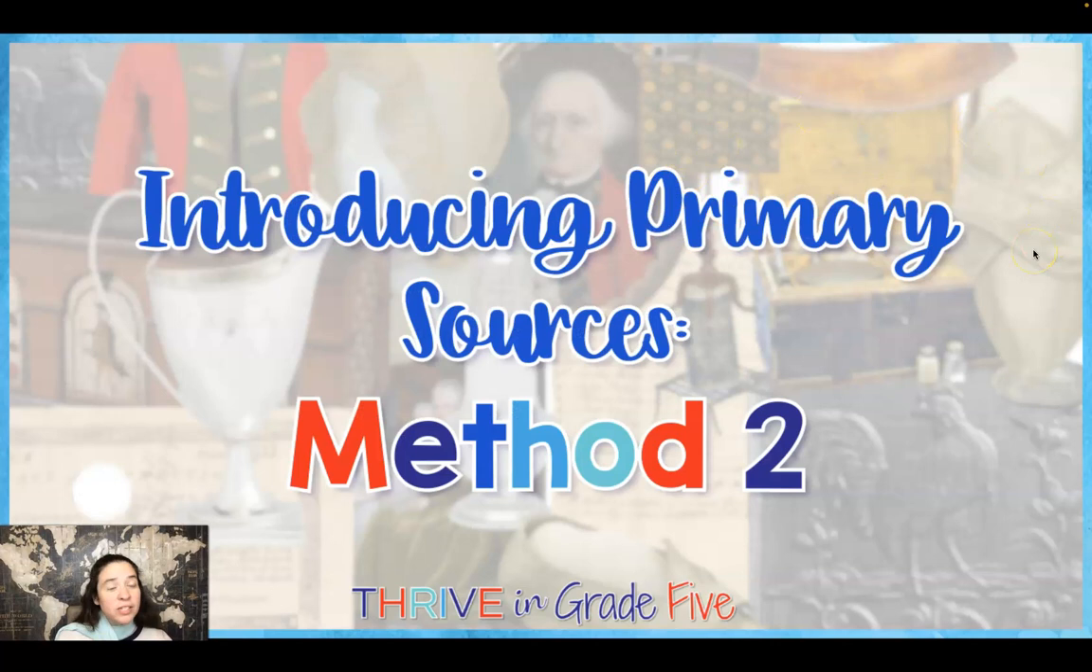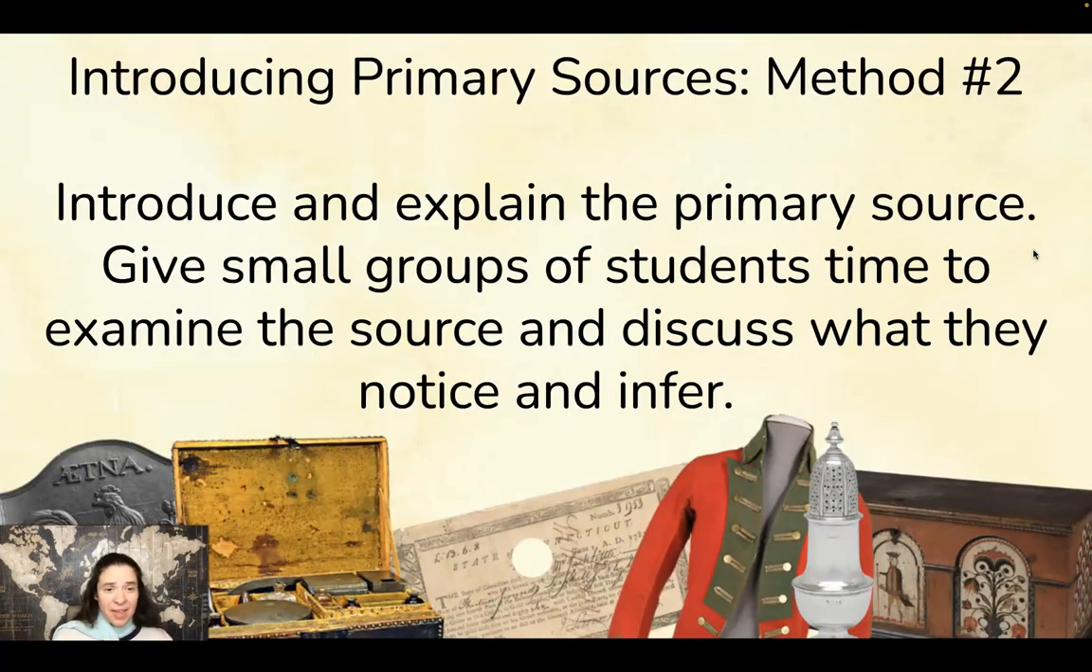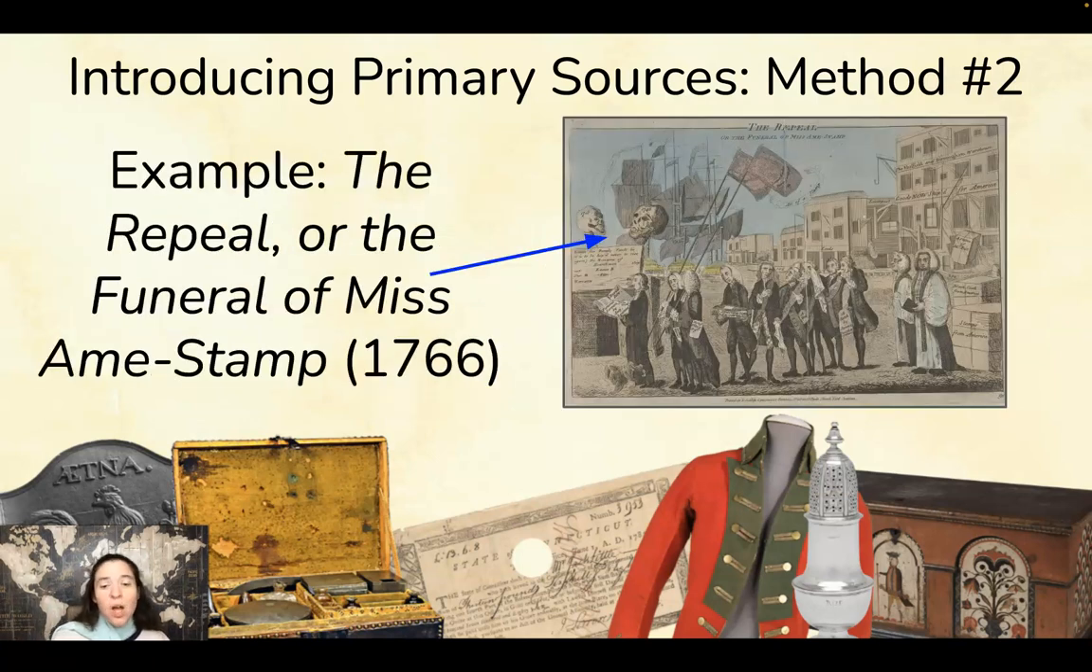Method two is also really good. For method two, you're going to show them the primary source and explain it up front. You'll give small groups of students time to examine the source and discuss what they notice and make inferences. One good example is this one called "The Repeal, or the Funeral of Miss America," a stamp from 1766. This is British political satire.